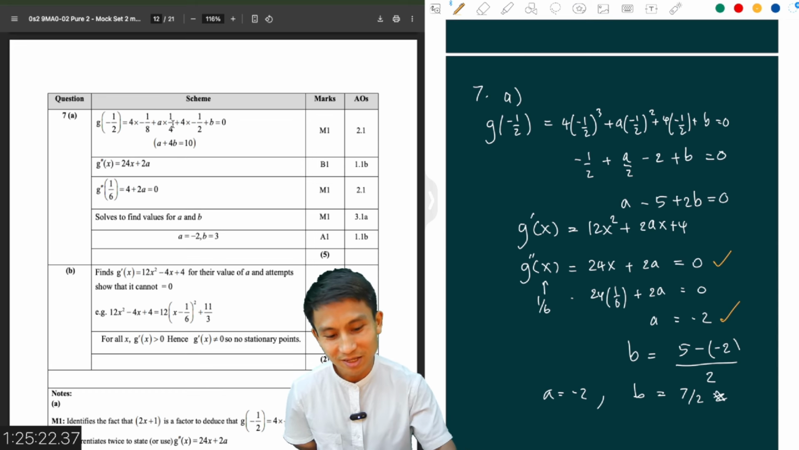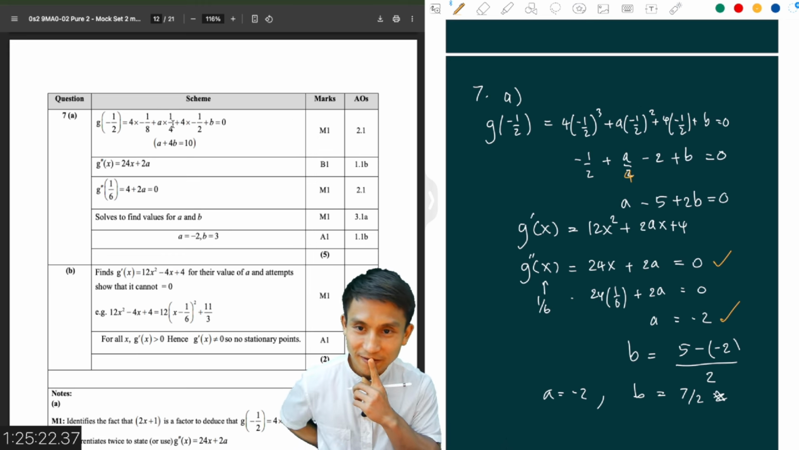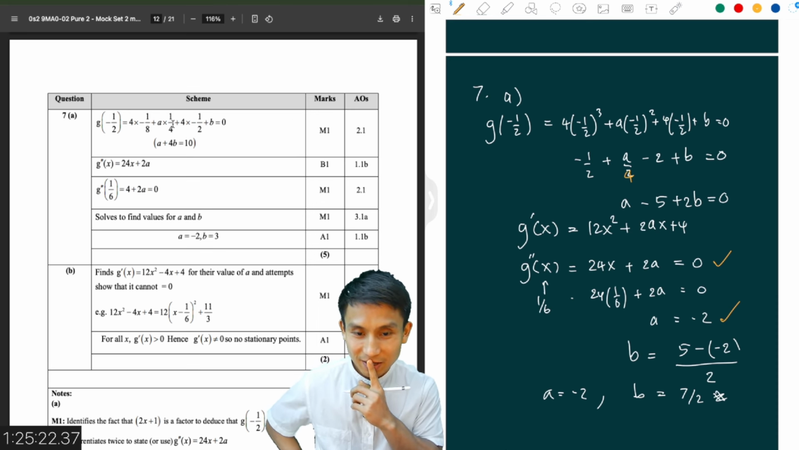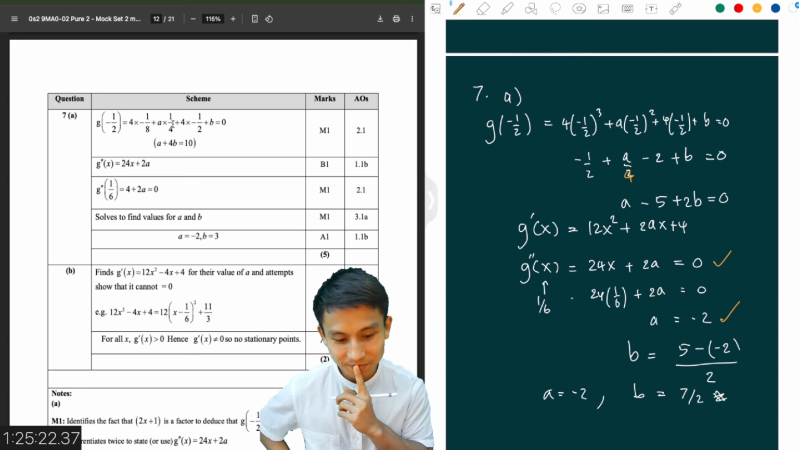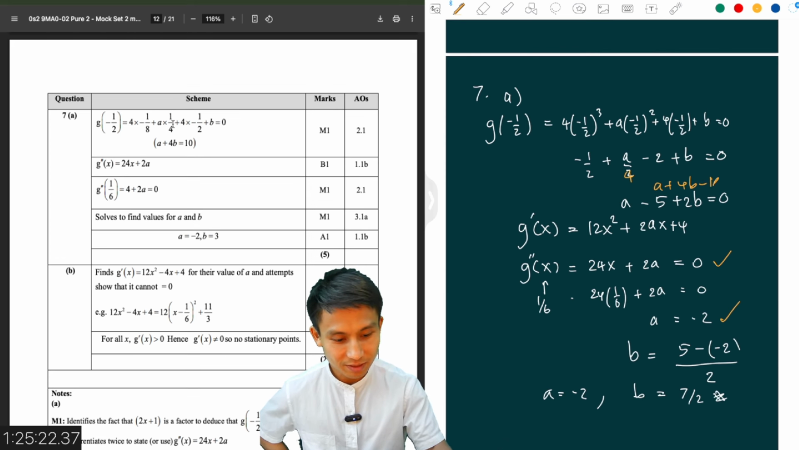Oh, I see. This is not A over 4. Yeah, this is not A over 4. Oh man, sorry, it's not A over 2. It should be A over 4. Right. Okay, and yeah, they all simplify. All right. So yeah, that should have been that. So this should have been A plus 4B plus 10, sorry, minus 10 equals 0.